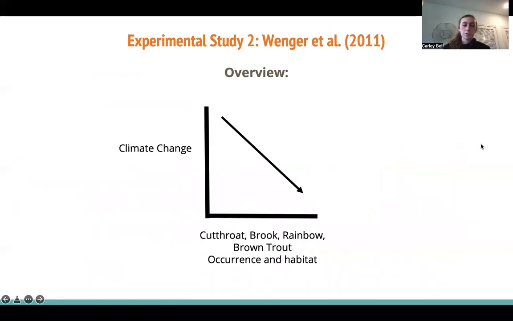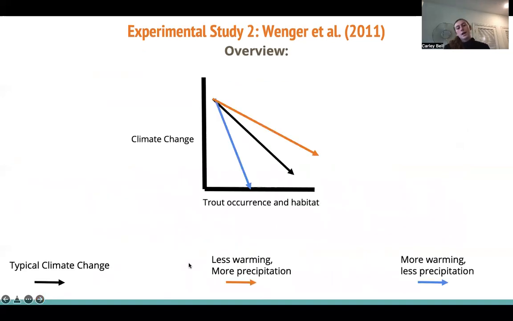And then this is just another overview slide that I made. The main general theme is that as climate change increases, the occurrence and habitat of every single trout species decreased. But then what I want to show you is the differences in the different conditions. And like I said, this is just a model that I made just to show you an overall theme. It's not a perfectly accurate graph.